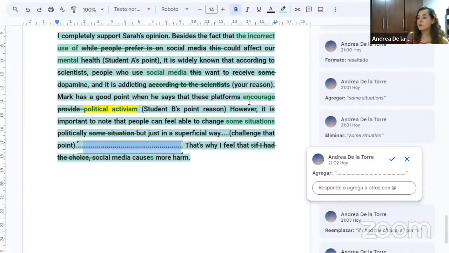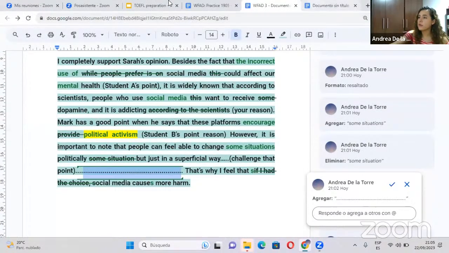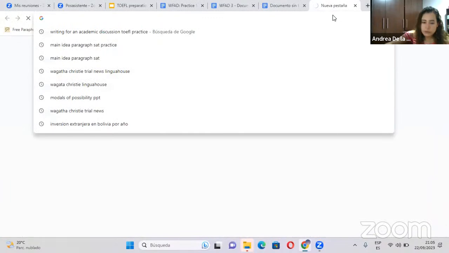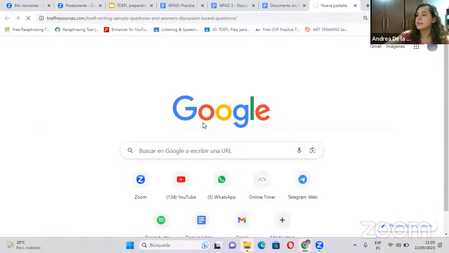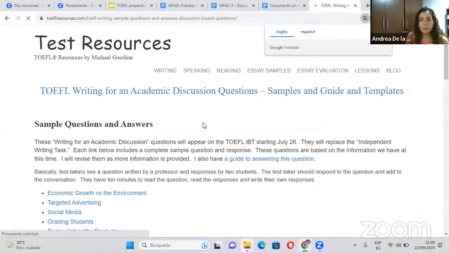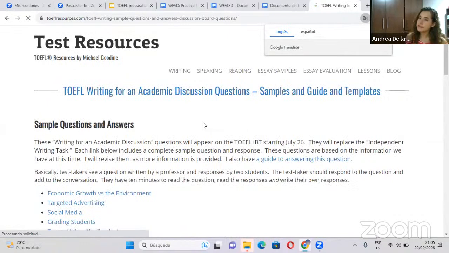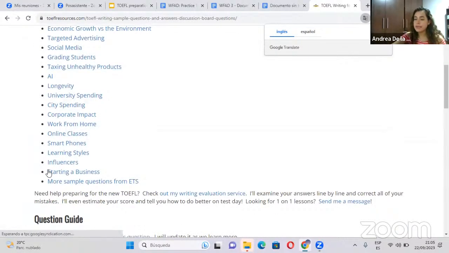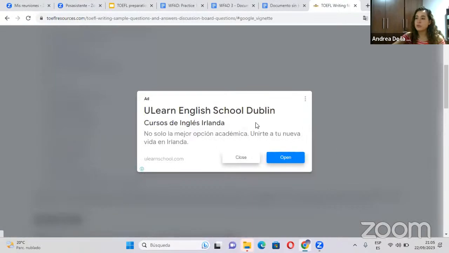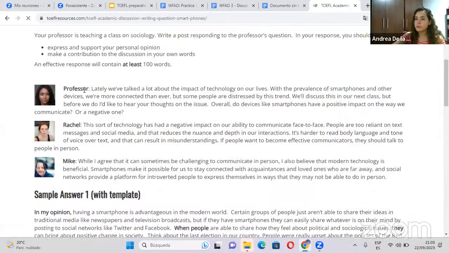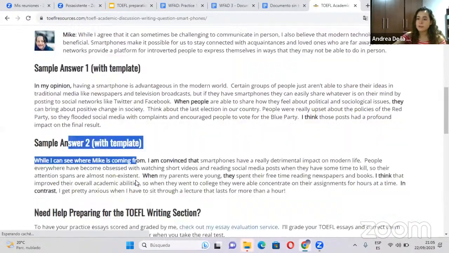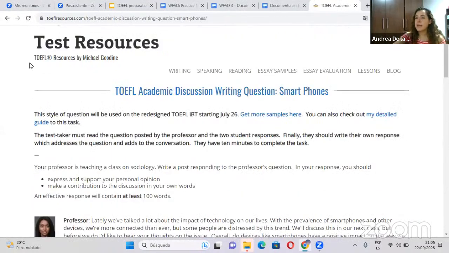And, well, I'm going to also send you one link. This one here. It's toefl-resources.com. It contains various examples of this question because honestly, there's not much material available, but this website contains a few examples. And the good thing is that you guys are able to see some sample responses as well. Entonces tenemos no solo los ejemplos, sino sample responses, sample answer one, sample answer two. So it's, I would say, really helpful, okay?